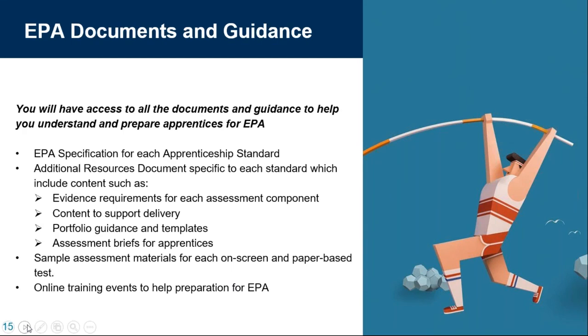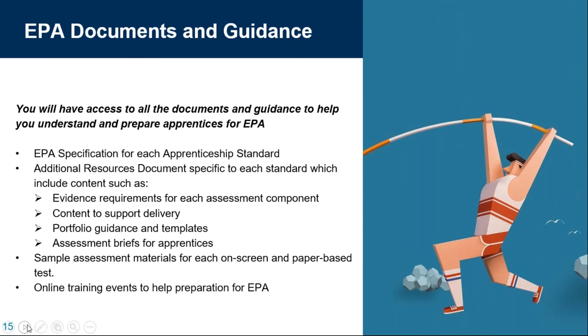So the EPA documents and guidance: you will have access to all of this guidance so that you can understand what you need to do to prepare that apprentice for the endpoint assessment. First of all is the EPA specification for each apprenticeship standard, which is available on the website. It contains what you need to prepare the learner, a brief introduction to the different assessment components, and a brief introduction to the guidance. But the details of the grading and the content are in the additional resource document, which is also specific to each standard, and includes things like the evidence requirement for each assessment component, whether it's a professional discussion or interview, so what evidence the learner needs to bring forward.